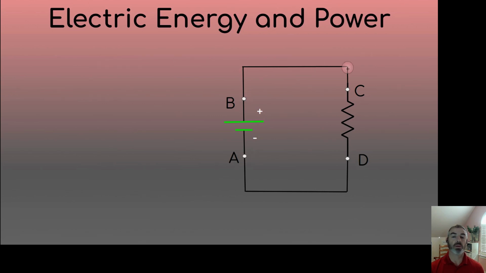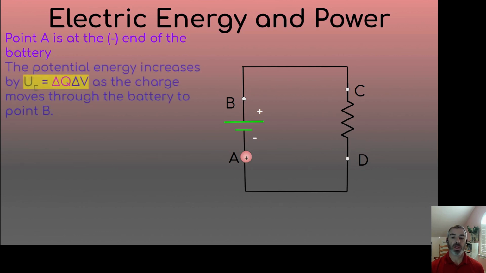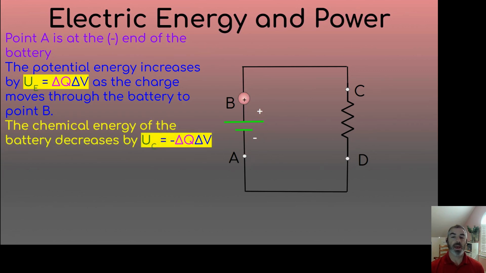And when it makes one complete circle, we know that the change in potential is zero when we end and start in the same spot. So if we start at the negative end of the battery, the potential energy through the battery is going to increase by delta Q times delta V as the charge moves from point A to point B. Now the chemical energy of the battery is going to decrease by the same amount. So that chemical energy is changing into potential energy, electric potential energy, for the individual charges as they pass through the battery.